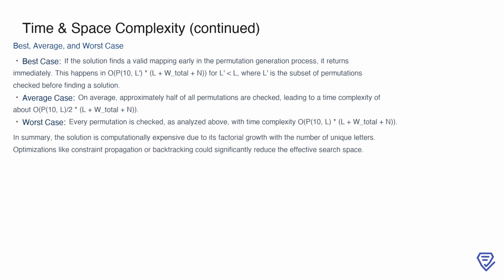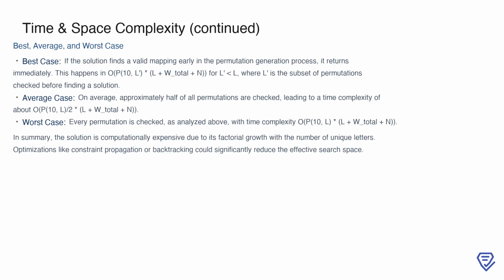Analyzing the best, average, and worst cases provides further insight into the solution's behavior. In the best case, a valid mapping is found early in the permutation process, and the function terminates without exploring all possibilities. This results in a time complexity of P(10, L) * (L + W_total + n), where L represents the subset of permutations checked before finding the solution.